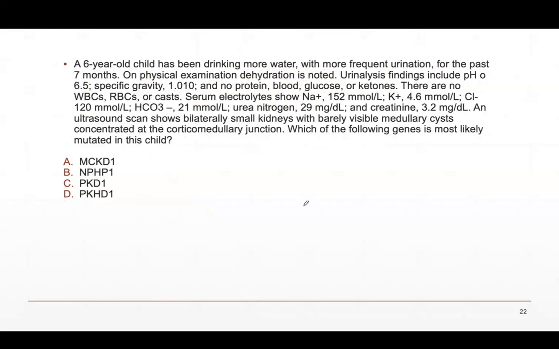Okay, alhamdulillah. Okay. Next, you have a 6-year-old child. He's been drinking more water with more frequent urination for the past 7 months. So he has polydipsia and polyuria. On physical examination, he's dehydrated, and the urine analysis includes pH 6.5, and no protein, glucose, or ketones. So urine analysis is normal, and no white blood cells, red blood cells, or casts. And then his sodium is a little bit high. Potassium is fine, chloride, and bicarb. Now he has bilaterally small kidneys with barely visible medullary cysts concentrated at the corticomedullary junction.